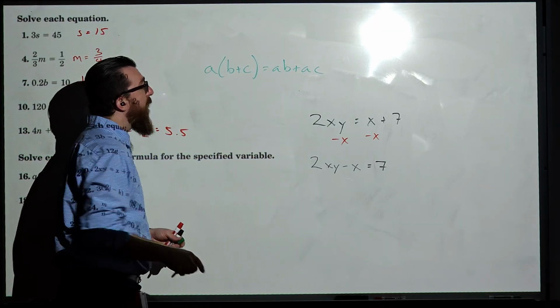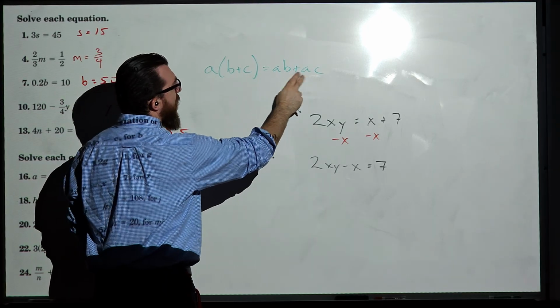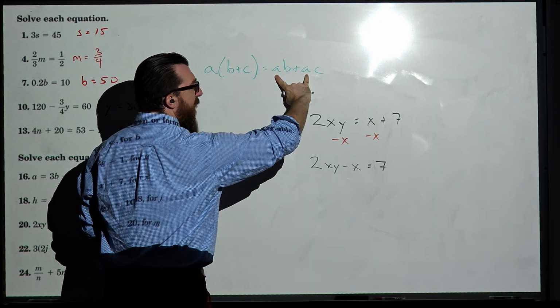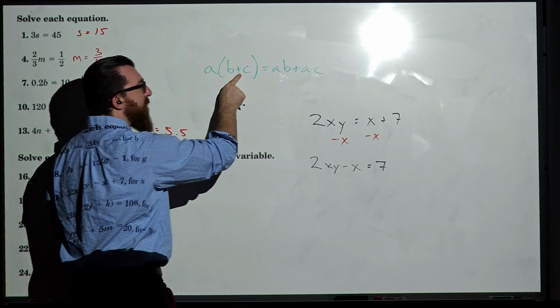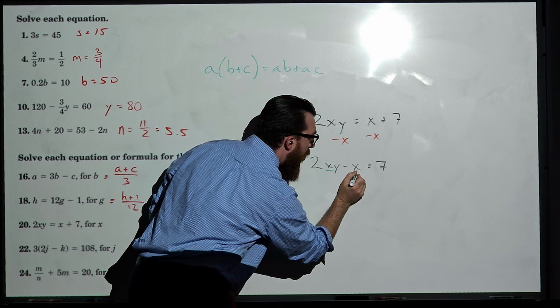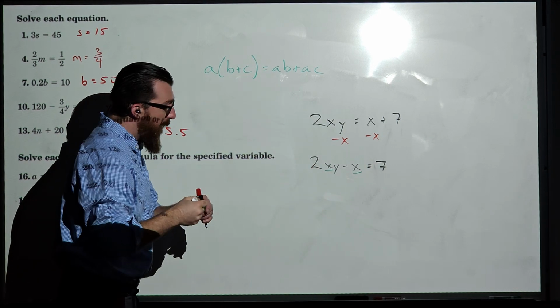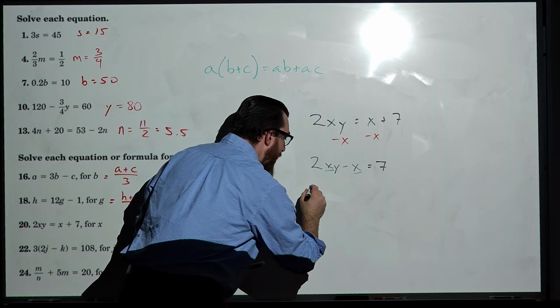Hopefully that's not in the glare. A times (b plus c) equals a times b plus a times c. If you've got the same factor in both terms of a sum, you can simply remove it. And I do have the same term in both terms of a sum, so I'm going to remove that.